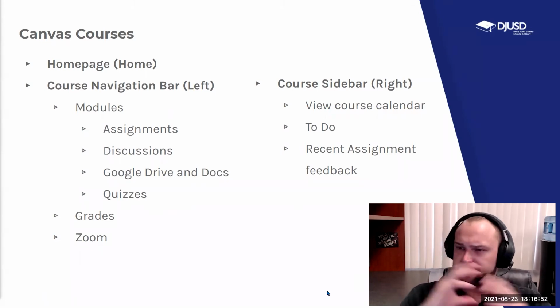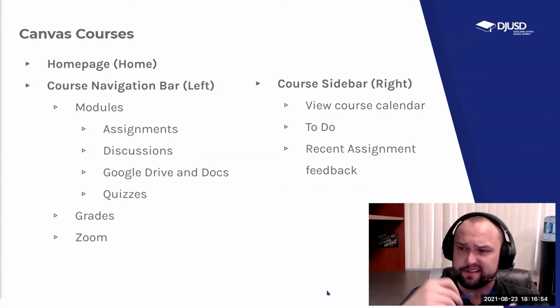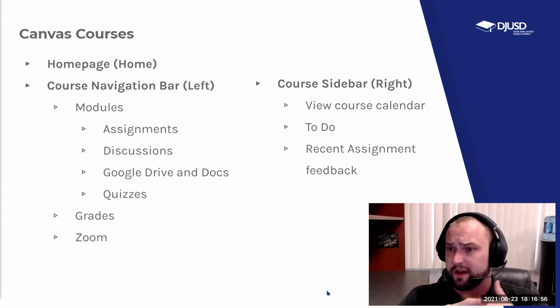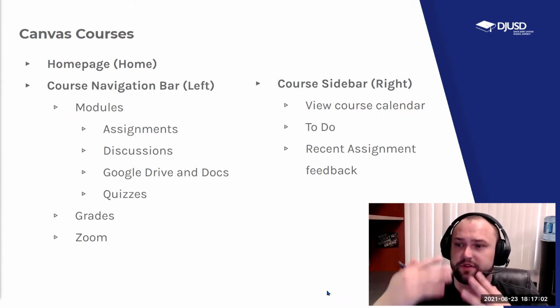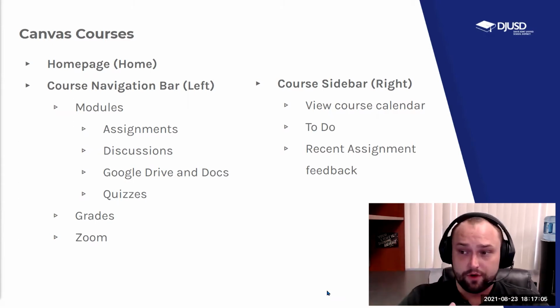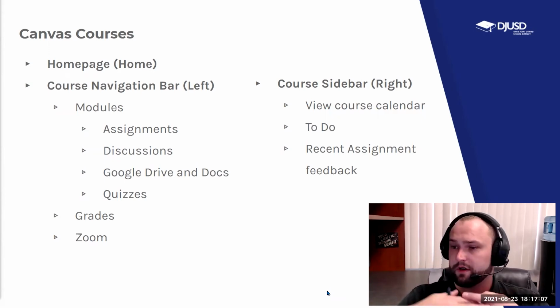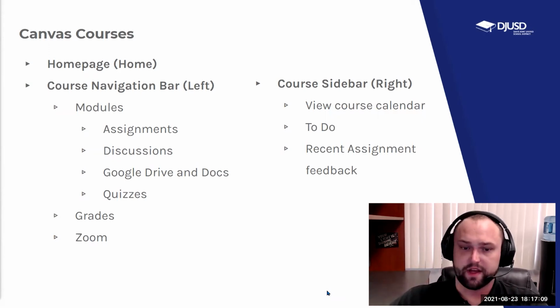On the right-hand side inside a course, you'll see kind of the same thing as a dashboard. You'll see your course calendar, what's coming up in to do, and also the recent feedback, but it's all just in that course. So if you're in, say, your period 4 course, you'll see all the things that are due just in that course itself.